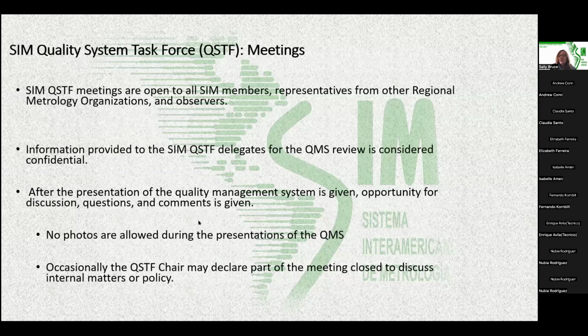So the meetings are open to all SIM members, representatives, and other regional metrology organization observers. And I know some of this information may be repeated, but we really do mean it. We are open for observers, and I think that's also a great opportunity for information exchange as well. Keep in mind that the information that's provided to the SIM QSTF delegates for the QSTF reviews from the NMIs is considered confidential. After the presentation of the quality management system is given, though, there's opportunity for discussion, questions, and comments. So we ask that no photos are taken during the presentations of the QMS. And occasionally the chair may declare part of the meeting closed to discuss internal matters or policy.